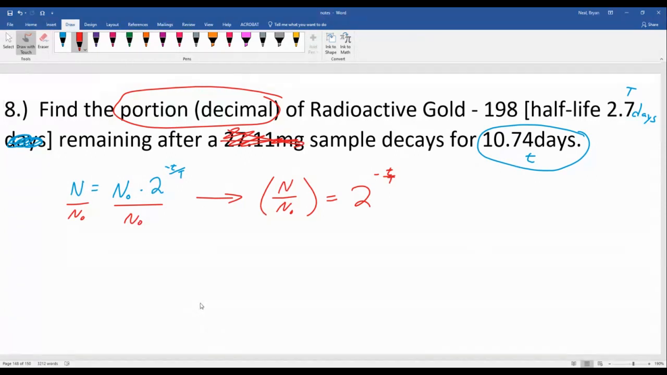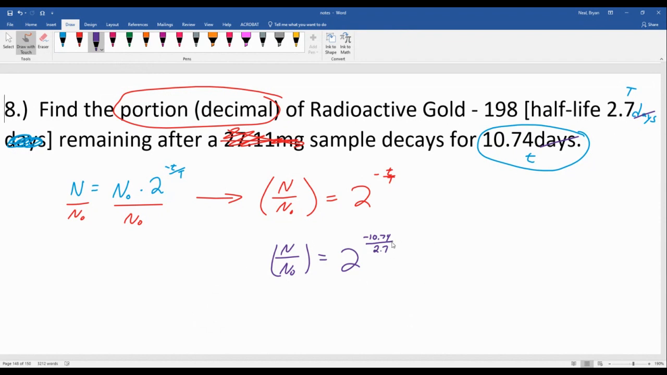All right, but that's actually pretty easy to do because we've got 2 raised to the negative 10.74. Now these are days and days, so they will cancel. I'm going to save a little writing down here. Divided by the half-life, which is that 2.7.